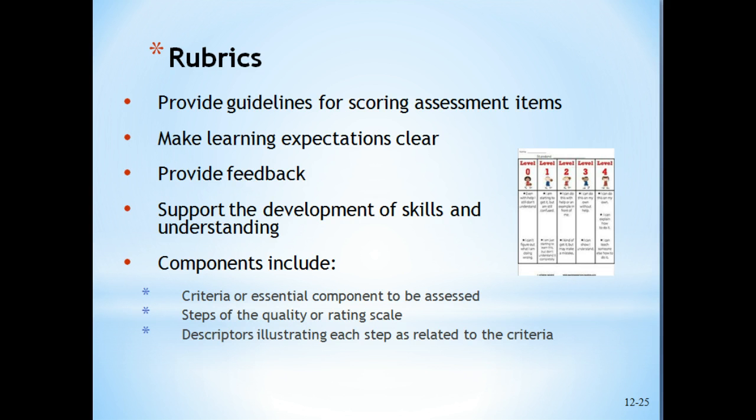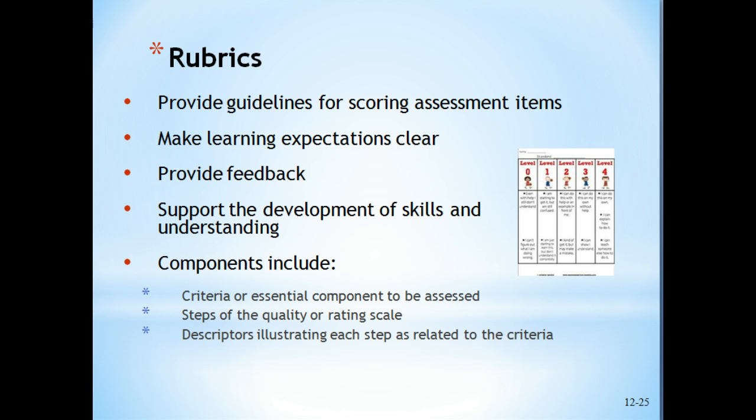There is a sample, a very small one, on this slide, of a rubric at level 0, 1, 2, 3, 4. By the way, we usually don't use 0 for a point value on a rubric because students are always learning something. They're not going to learn 0 about something. So it does provide students feedback. It supports the development of skills and understandings.